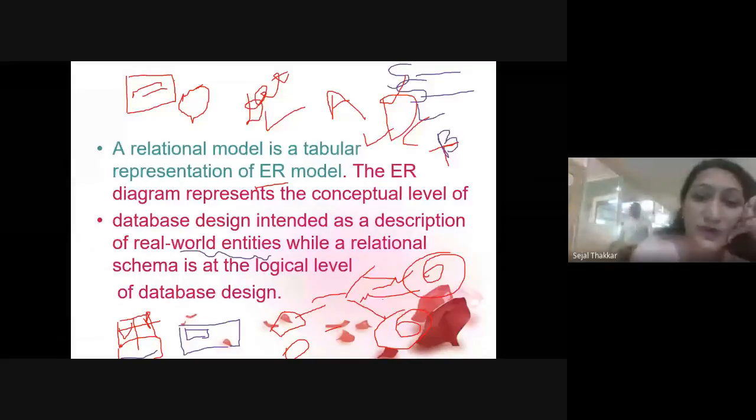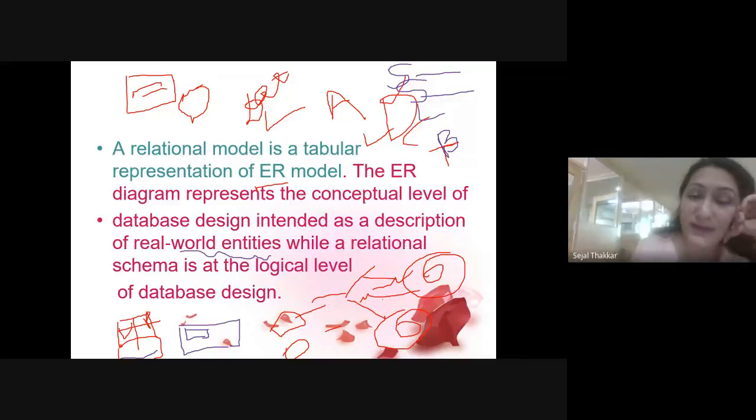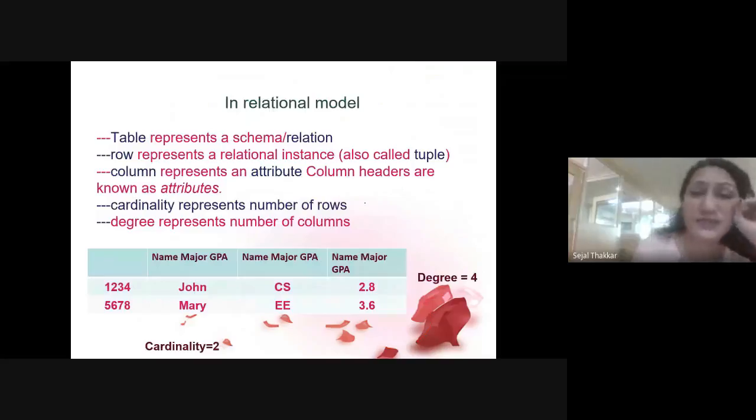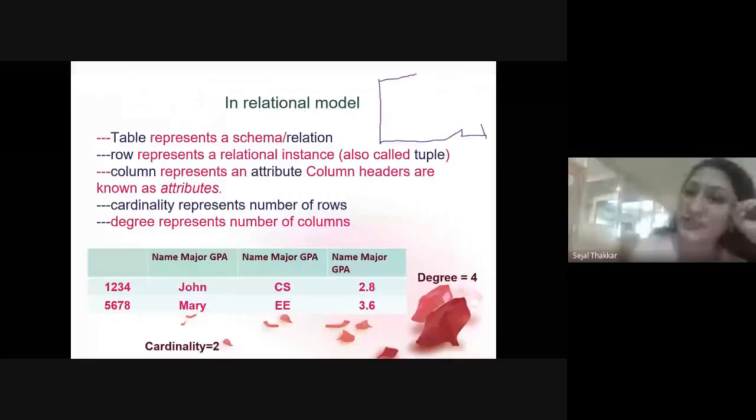You have to establish the relationships between these entities and find out the attributes of these entities. These things we do with the ER model. But now we are learning the relational model in this unit. The relational model is in the form of a table. This table consists of rows and columns.